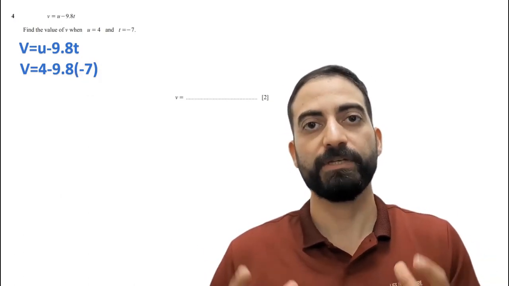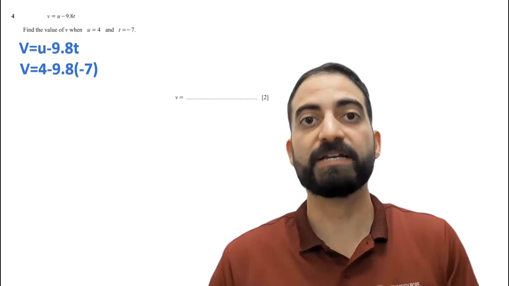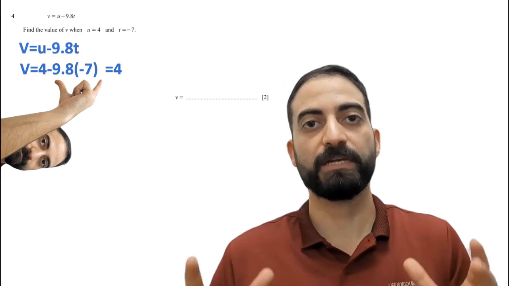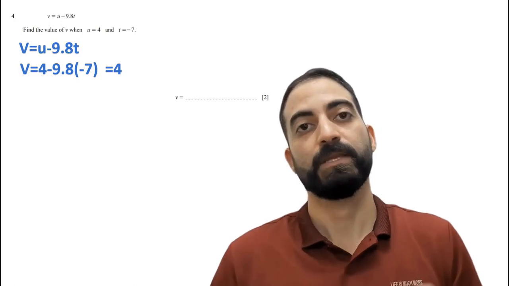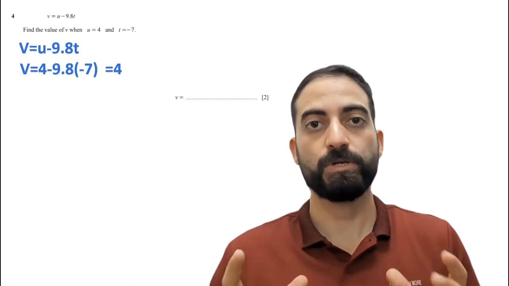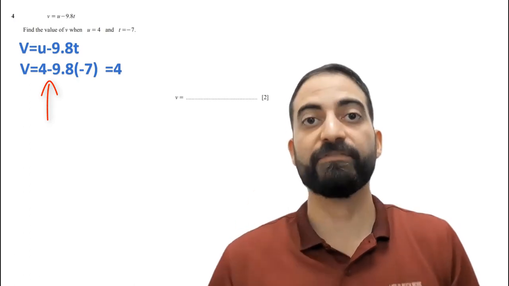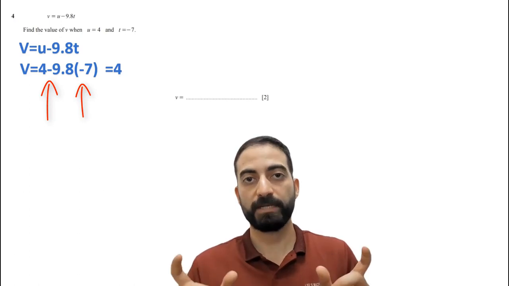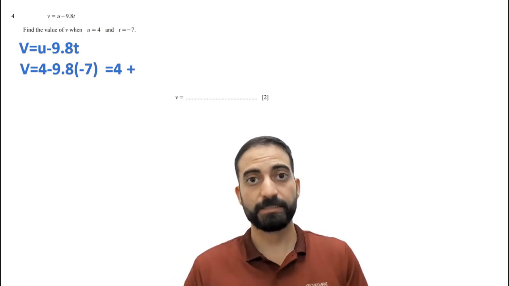So we have that v equals 4 minus 9.8 multiplied by minus 7. We should first start by multiplying. And when we multiply two numbers together, it is best to first start by multiplying their signs, which is always the sign to the left of the number. So we look to the left of 9.8, we have minus, and we also look to the left of 7, we have minus. And when we multiply them together, we get plus. So we put a plus.